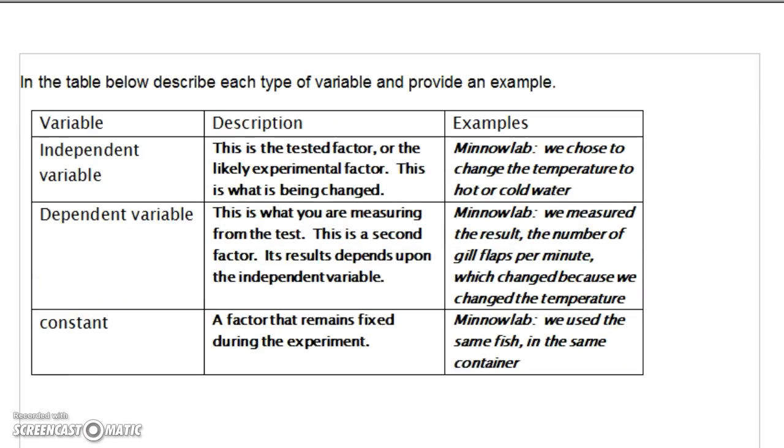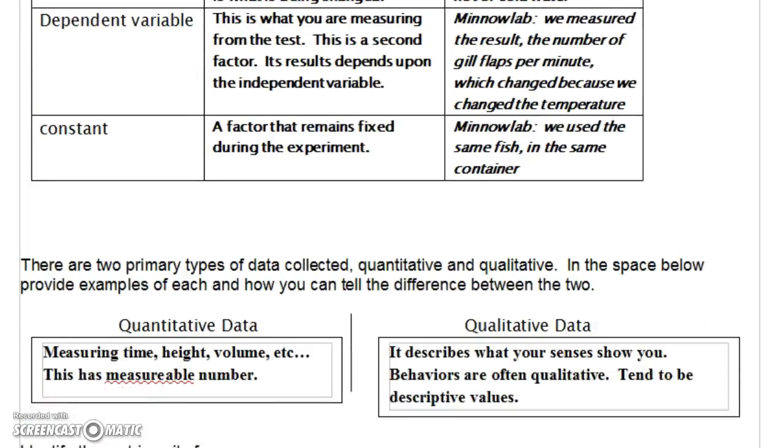So here's the examples again. Independent variable is what's tested. We change it on purpose. Dependent variable, we measure that. It's the result. And then the constant is what remains fixed during the experiment. We never mess with the constant.